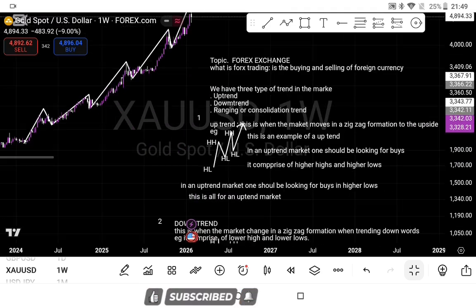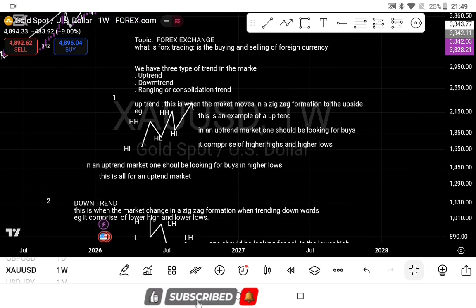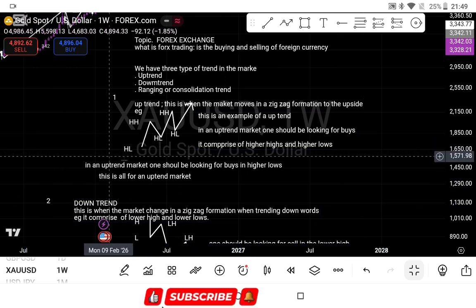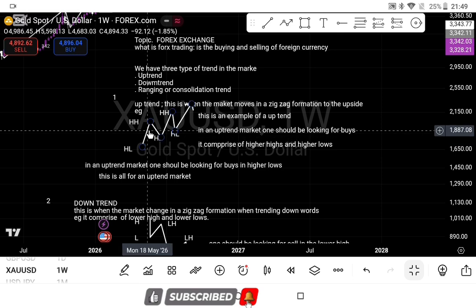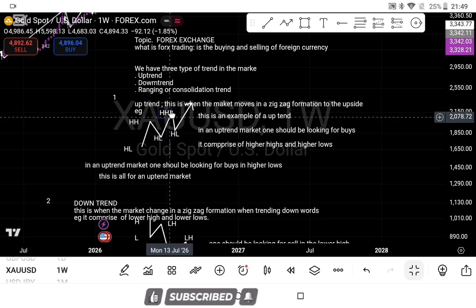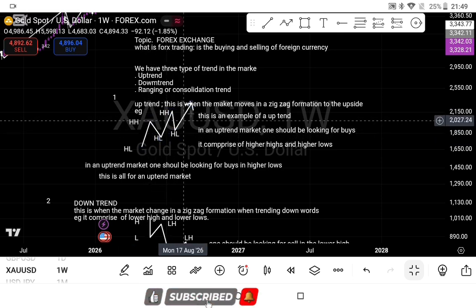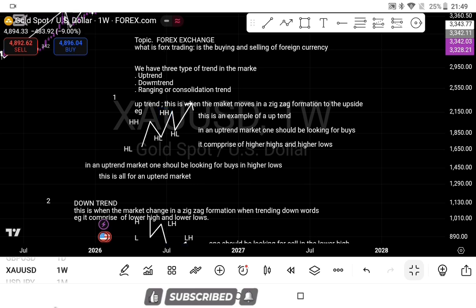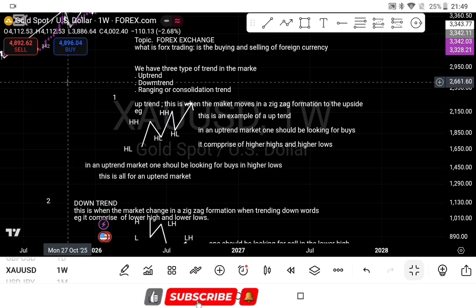As you guys can see here, where I drew the illustration of an uptrend, this is when the market moves in a zigzag formation to the upside. For example, we have the higher low, we have the higher high. Let me use my cursor to illustrate. We have the higher low here, the higher high here, then the higher low, then the higher high. This is what an uptrend simply means. It creates a series of higher highs and higher lows.